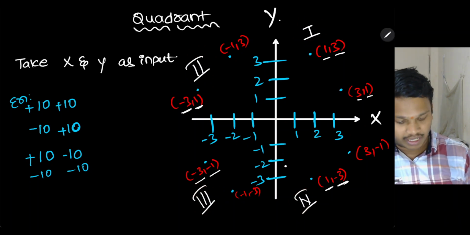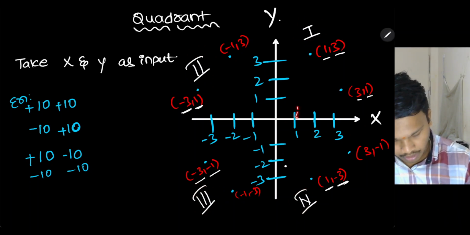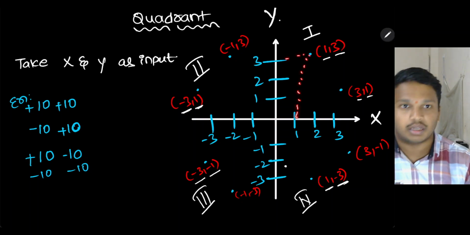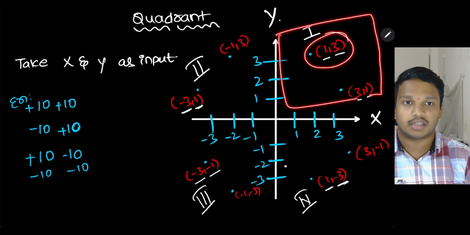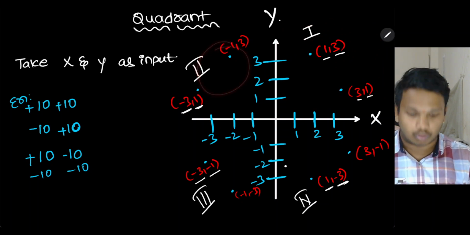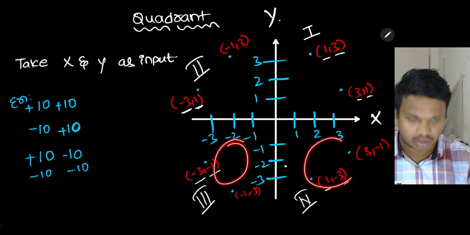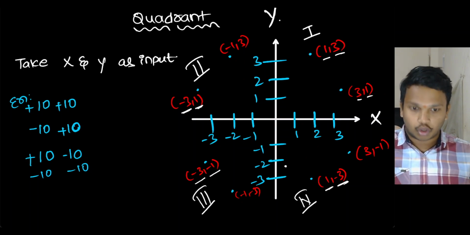If you consider, for example, the point 1 comma 3 and plot it, it is plotted in this quadrant, right? If a point belongs to this space, then it is known as the first quadrant. Similarly, the left space above is the second quadrant, below is the third quadrant, and the fourth is the right side below. How to differentiate which quadrant it belongs to? This is the thing which we need to do here.